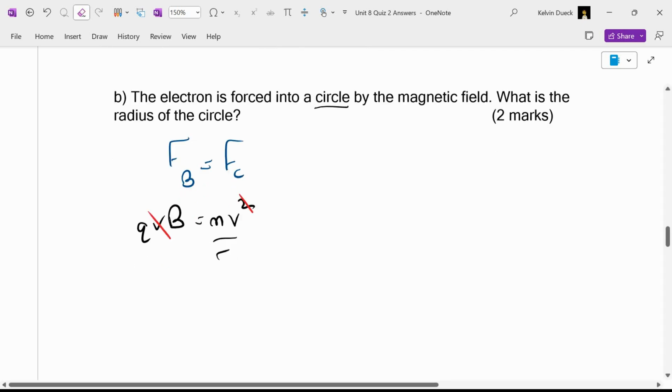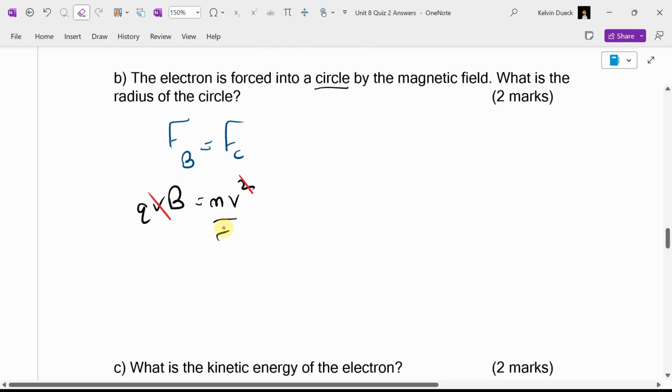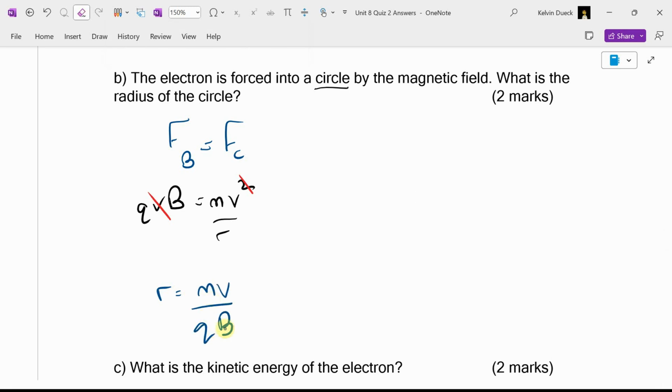Get the r by itself. Where is it right now? On the bottom. Times it to the top and divide the QB over. I get R equals MV over QB.